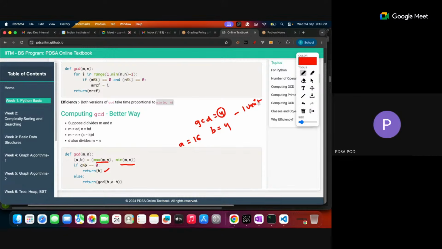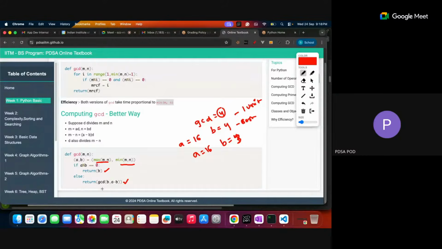Yes, sir. Because it's a best case. What you can say, it's the best input you have given. For example, A I have given is 16, B I have given is 3. In this case, what happened? This base case is not satisfied, right? Then what happens? It comes to the else part.